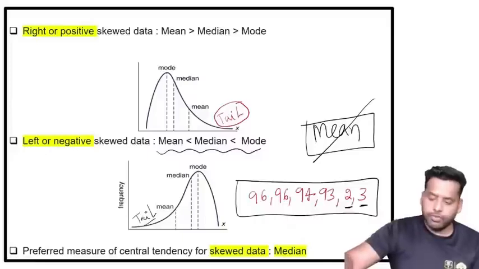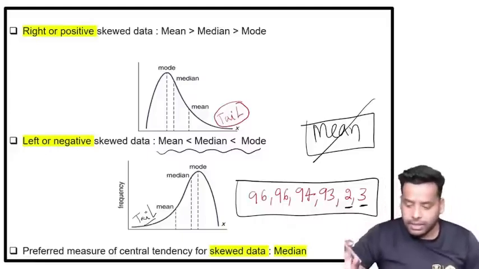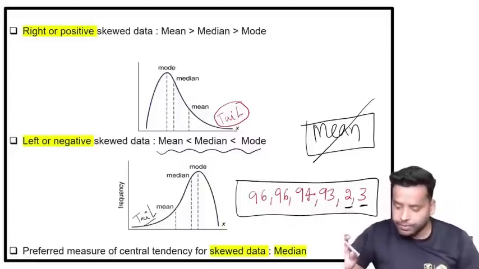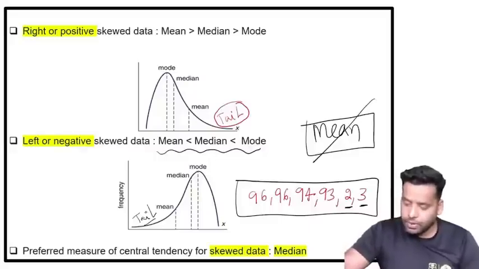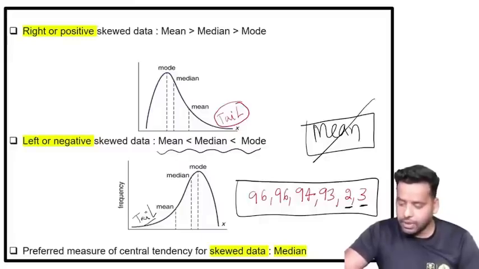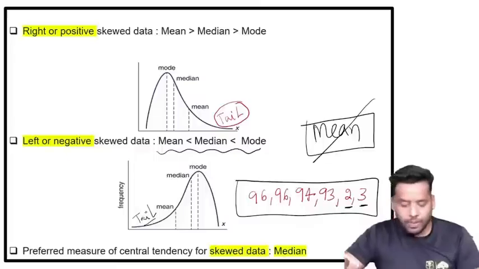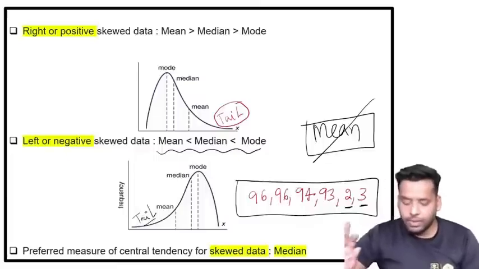Mean is the most affected measure of central tendency. True or false? Simple words, it's very easy. Skewness means which side. Yes, mean should not be used. That is why we have to use median.